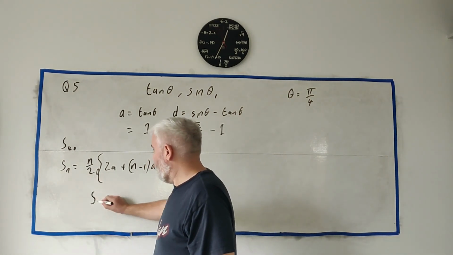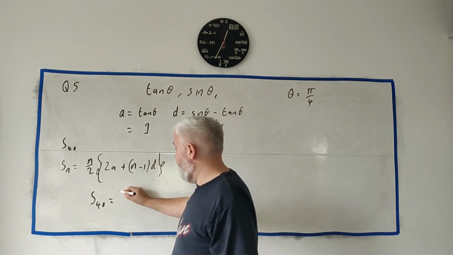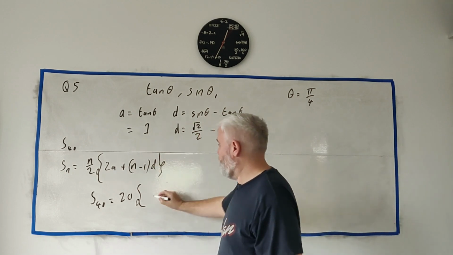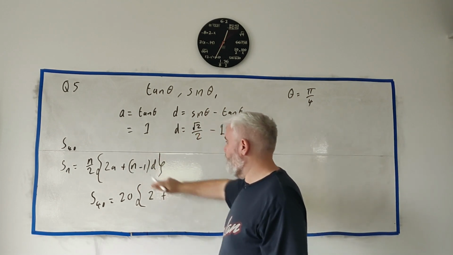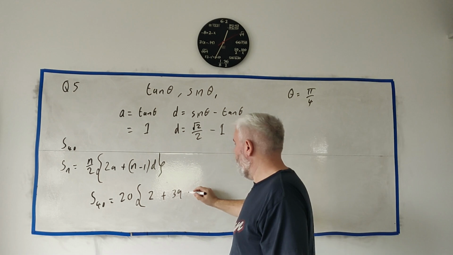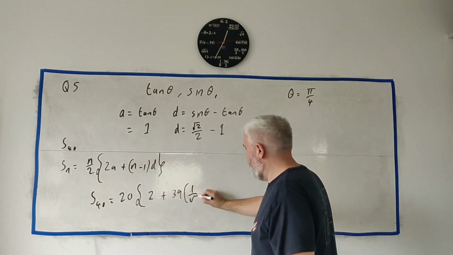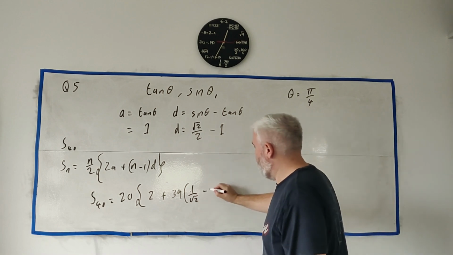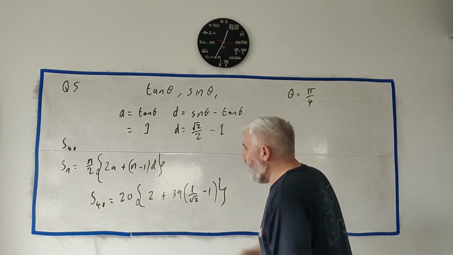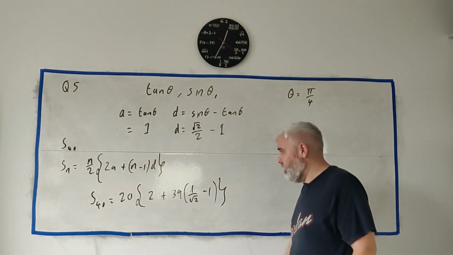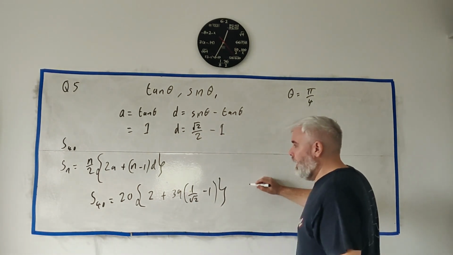Instead of Sn though, I want S40, and I can just fill things in. 40 divided by 2 is 20. 2 times a is just 2. Plus 40 minus 1, that's 39, multiplied by d. That's the only complicated one. Let's write it a different way this time: 1 over square root of 2 minus 1. Put all that in your calculator and it'll give you the answer. Let's do it a little slower though.